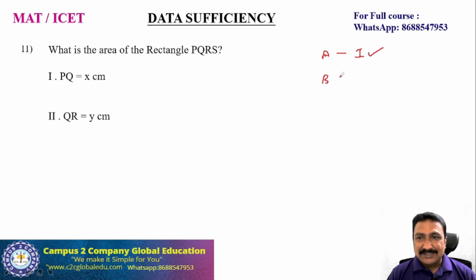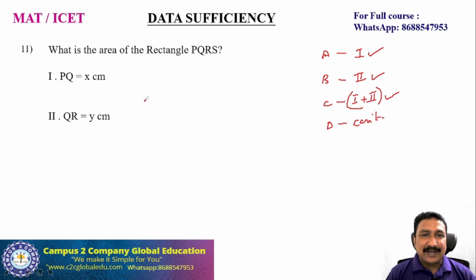And choice B: the second statement alone is sufficient but not statement 1. Then you have to keep the answer as choice B. And choice C: suppose we are not getting the answer from the first statement and not from the second statement, then we have to combine the first and second statements together. While combining them, if you get the answer, then the answer is choice C. And choice D: if even after combining the first and second statements together you are not getting the answer, then the answer is choice D, cannot be determined. So these are the options they will give in data sufficiency.